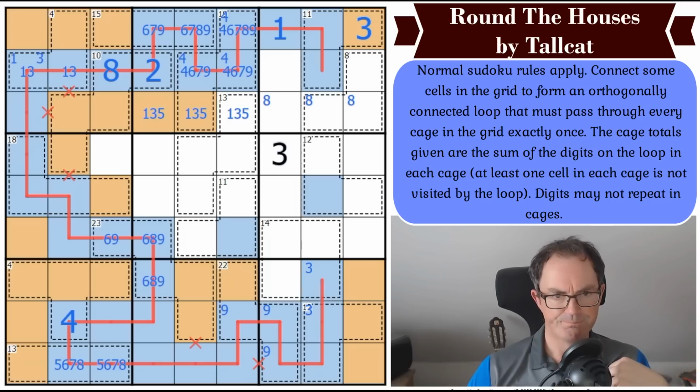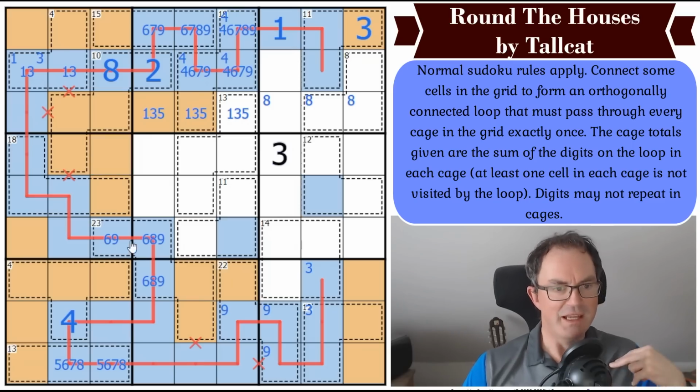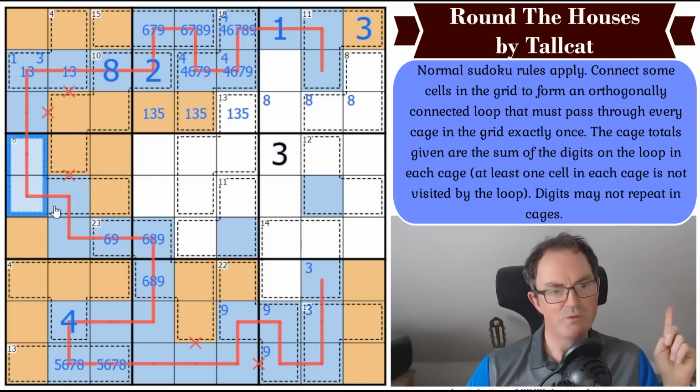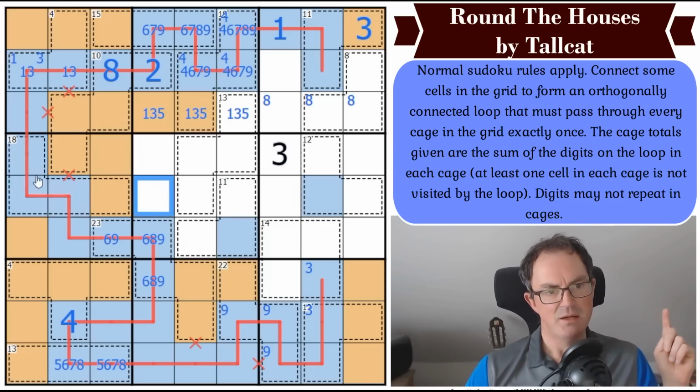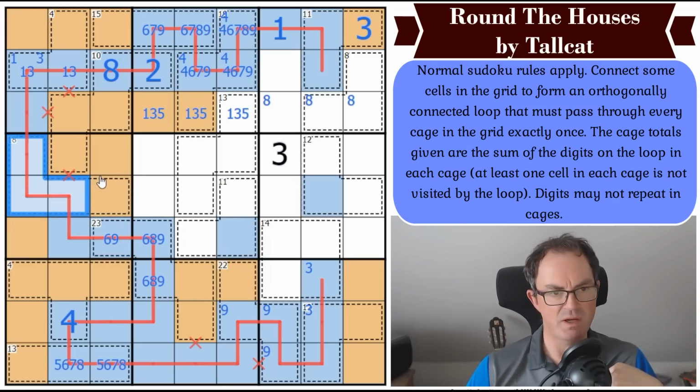Wow. This square can't be loop. It would be isolated. I think I've missed something here. Let's just take an audit of what we've done. We've got those 3 adding up to 18. But okay, even if this is a 9, we don't know there's an 8 in that cage because it could be 5, 6, 7. Wow. What am I meant to do here?